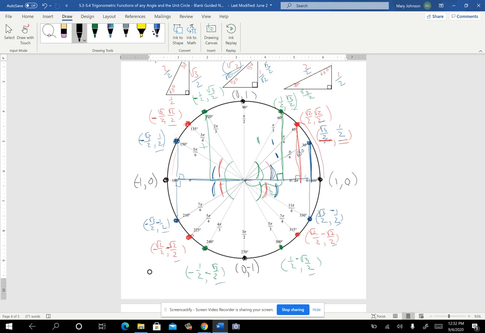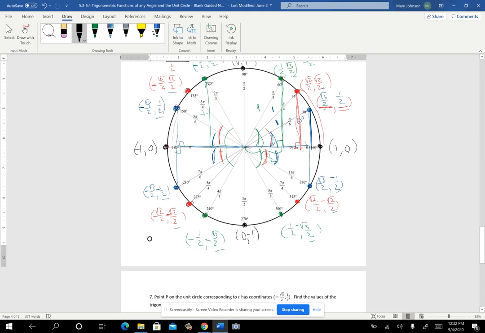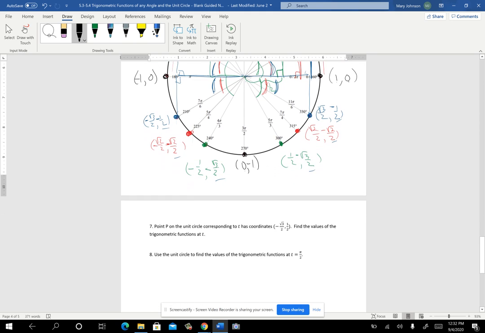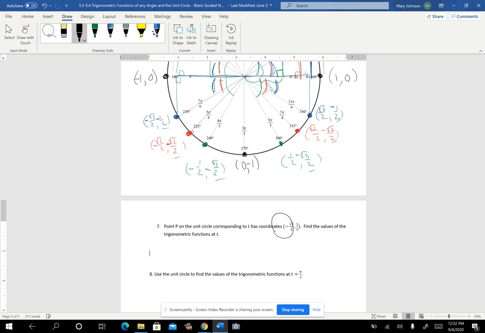All right, this one's getting kind of long, but I want to do 2 more problems. Okay, and so I want to look at what if we had a point on the unit circle corresponding to t, and the coordinates were negative square root of 3 over 2, 1/2. And you were being asked to find all the other trig functions, okay? All right, you can do this really a couple of ways. You don't really have to go back and figure out what the angle was, actually.